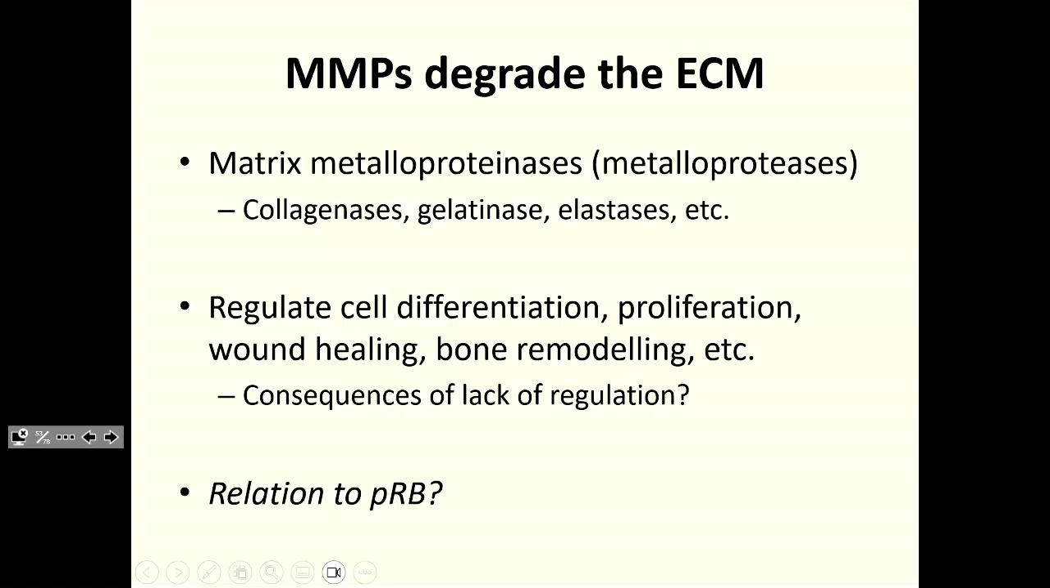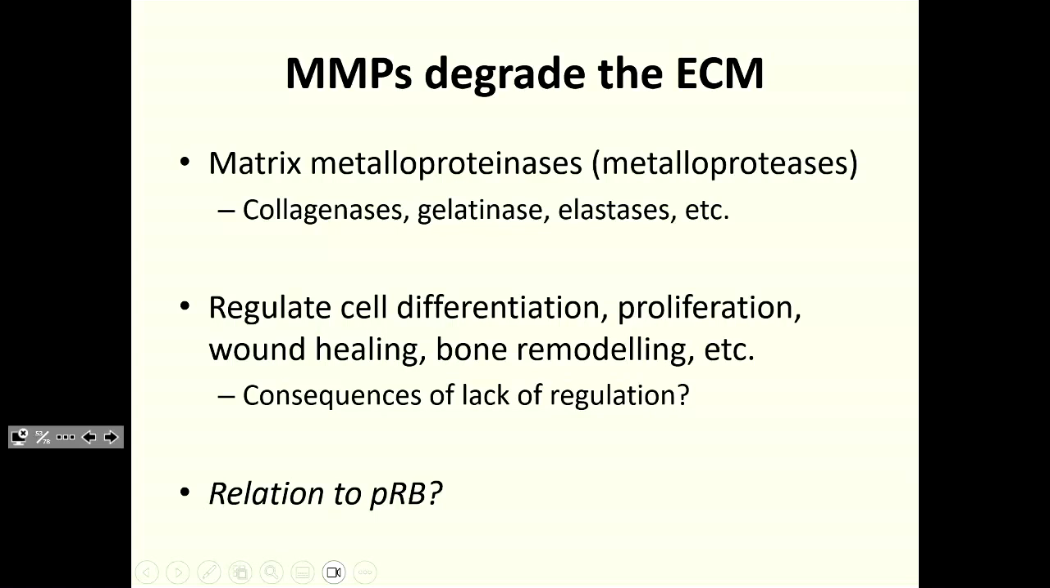So with that in mind, let's go back to this. I didn't put the cancer example up here exactly, but I stuck a note there that is not on your slides. So I'm skipping the second point. What do you think the relationship is between PRB and MMPs? What is PRB? Yes, retinoblastoma protein. And what does it do in general? It's a tumor suppressor. Right, it's a tumor suppressor.